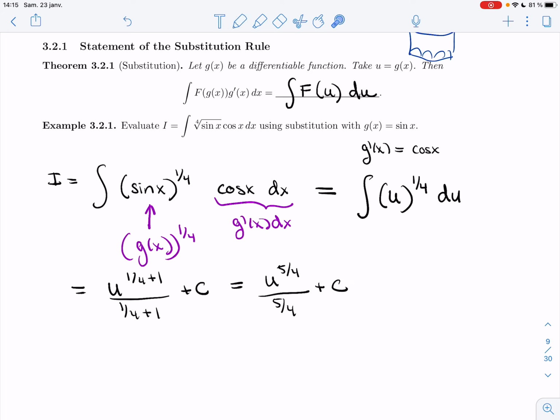This is not a valid answer for the question. The question was in terms of x. My answer should also be in terms of x. But remember, u is g of x. So wherever I see u now, I can put g of x. So it's going to be sine of x to the 5/4, let me flip the fraction, plus c. That's going to be my answer.